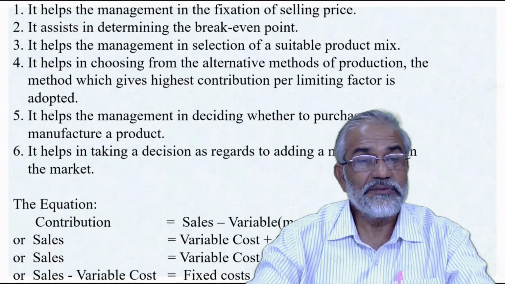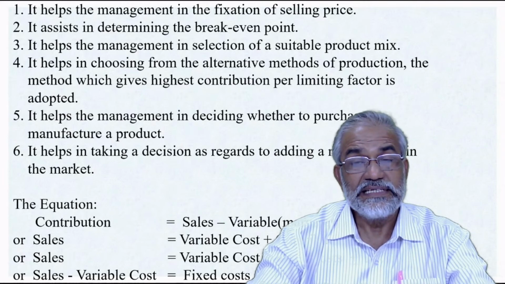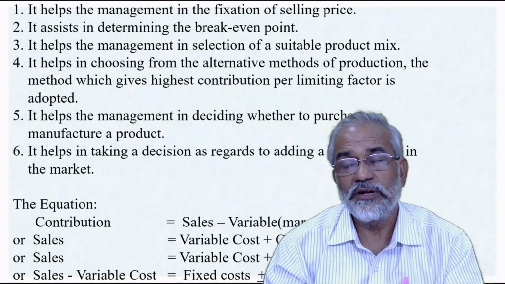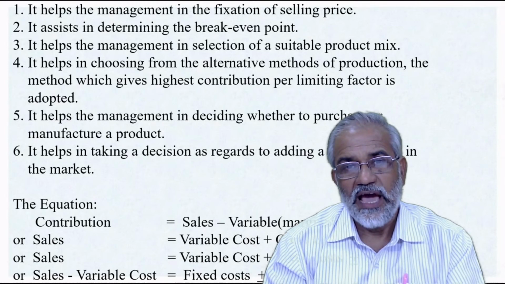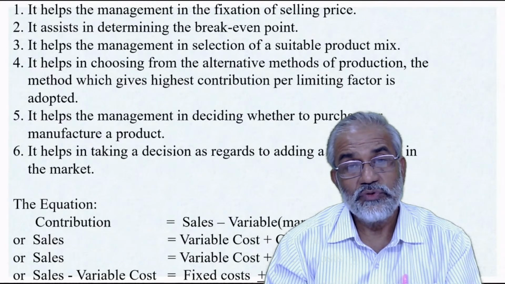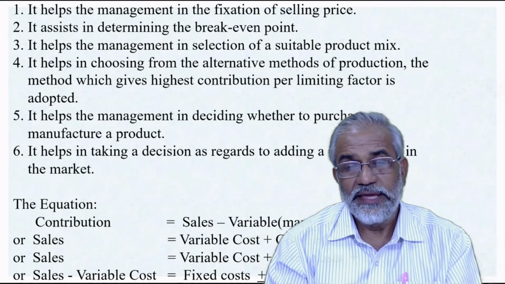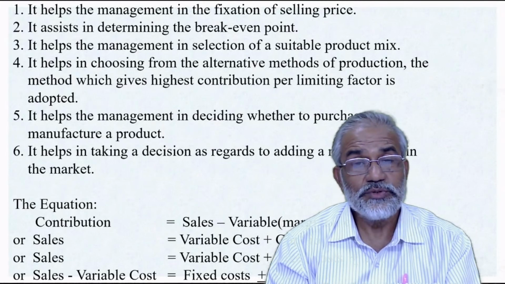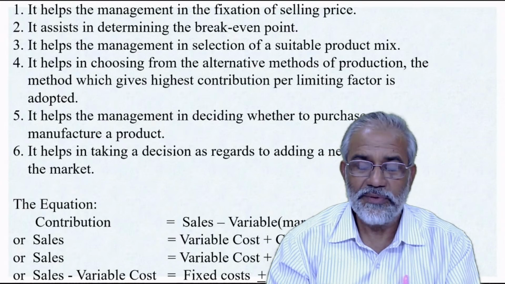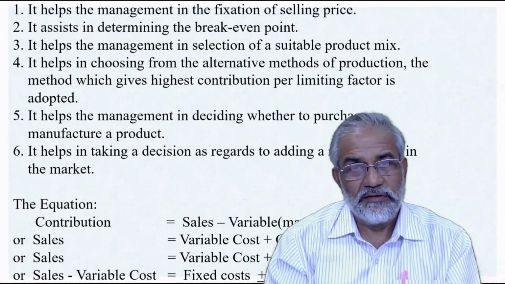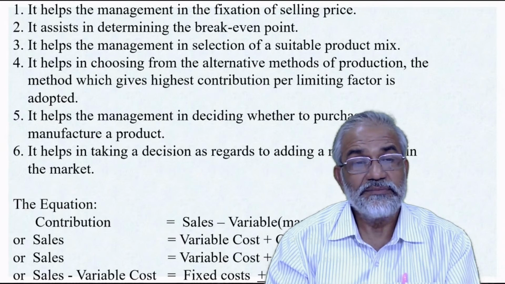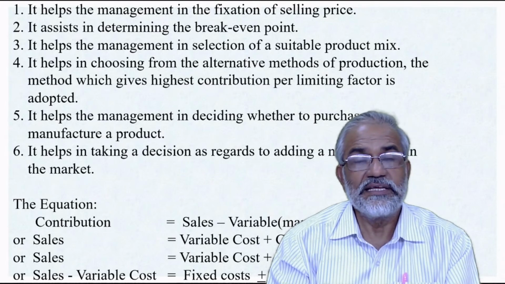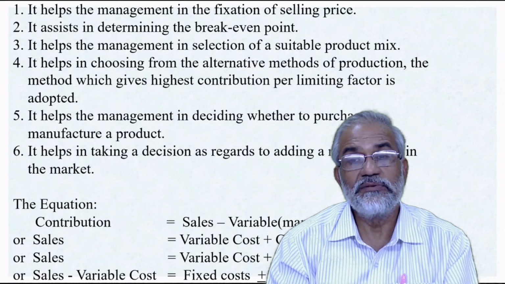The third advantage in respect of contribution is it helps the management in selection of a suitable product mix. Suppose there are different products, product A, product B, and product C. Either products A and B are to be continued and C is to be dropped, or A and C are to be continued, B is to be dropped, or B and C are to be continued, A is to be dropped. So different permutations and combinations are possible for maximizing the profit in the hands of the entity or the organization. So in that regard, contribution helps a lot to the management in selection of a suitable product mix.